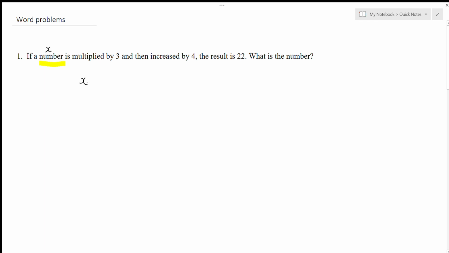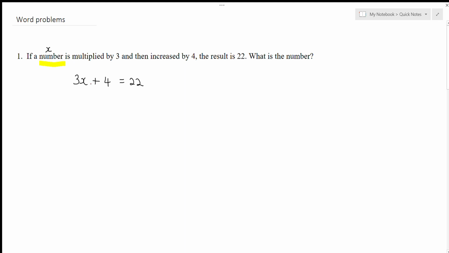So let's write it out. X is multiplied by 3, so that's 3x. And then increased, so that's plus 4, is equal to 22. Now we have derived our equation. Next step is to solve the equation to find out what the number is.